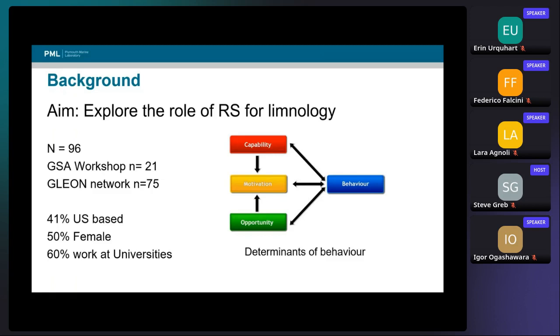So the survey was sent out to all attendees of a GSA workshop, and it was also sent out on the GEO network mailing lists. So here's some information about the respondents.